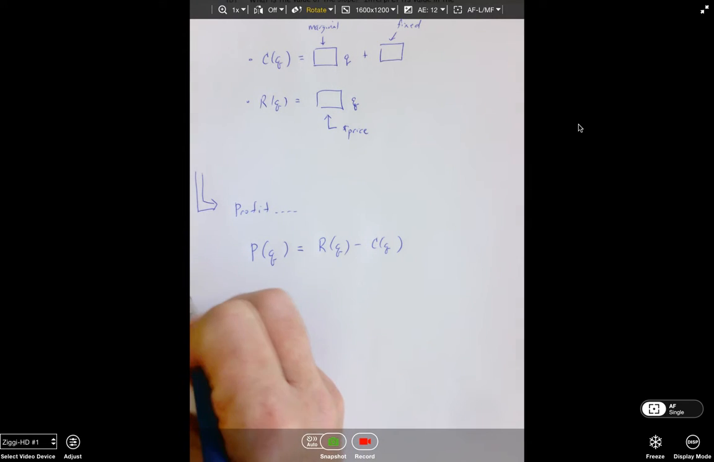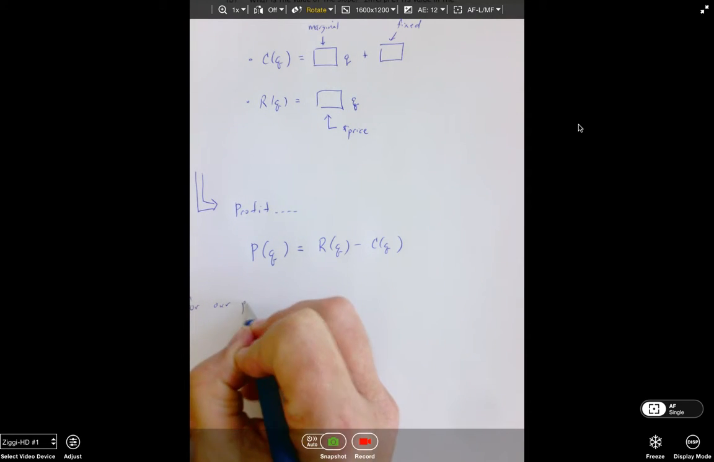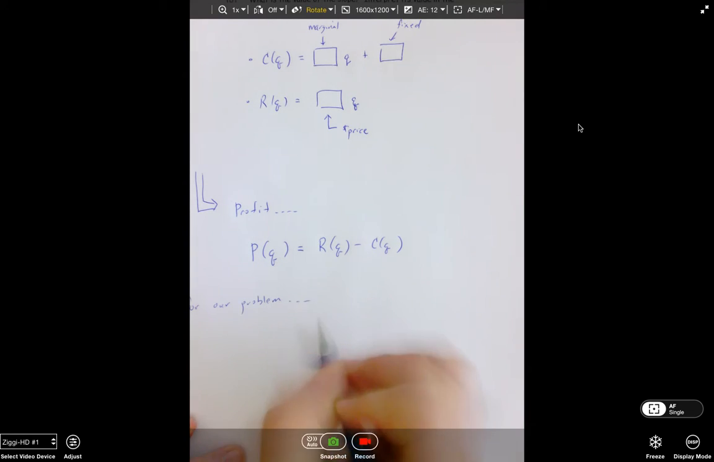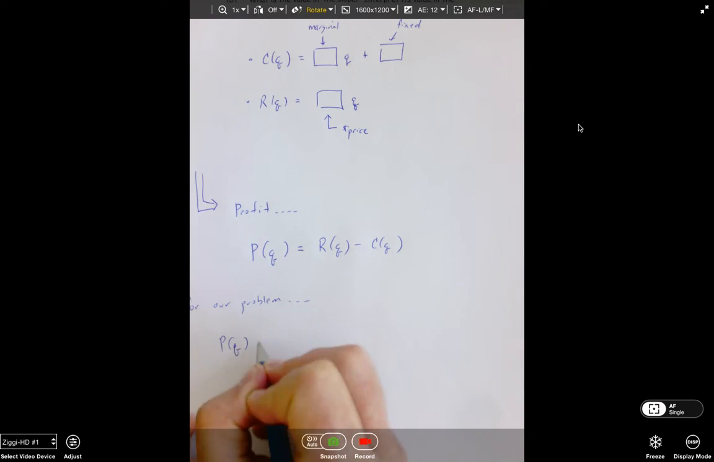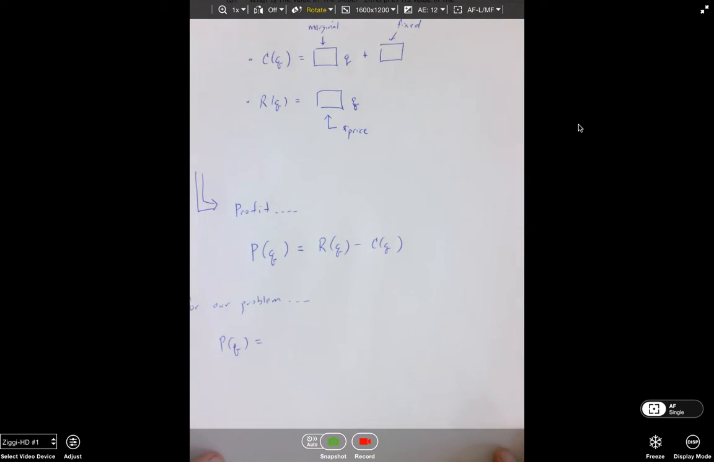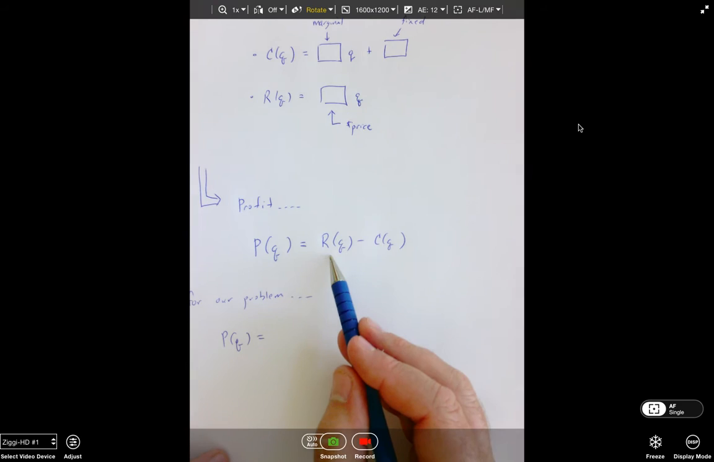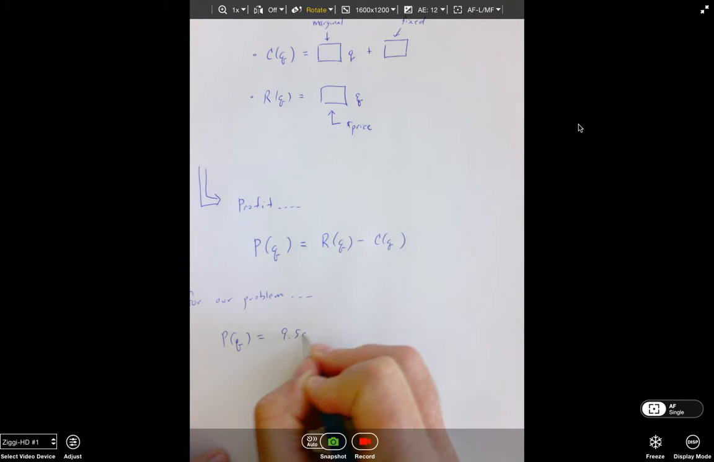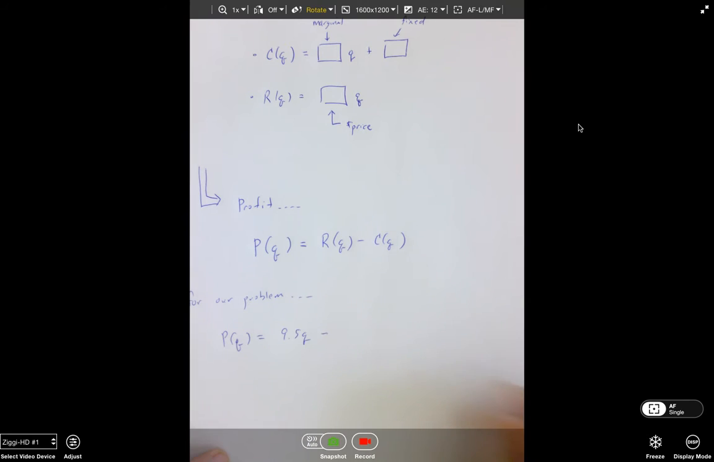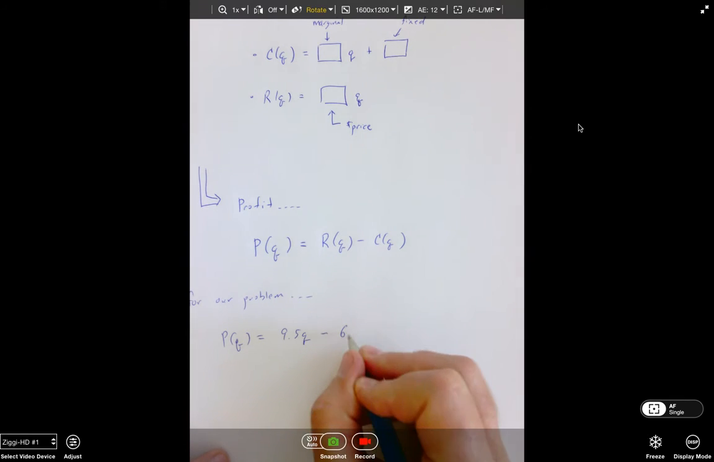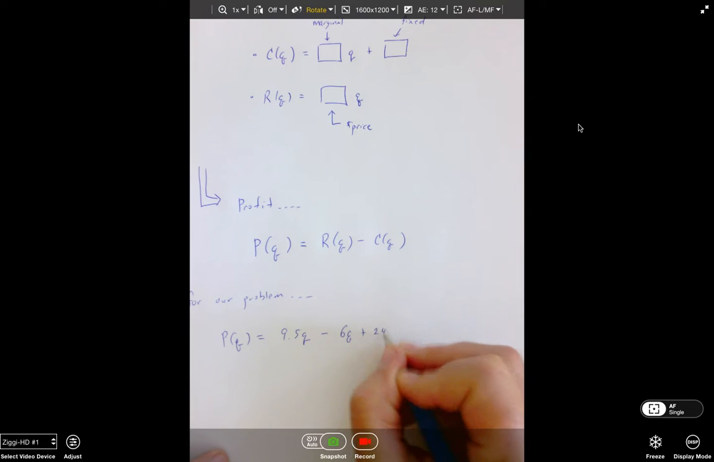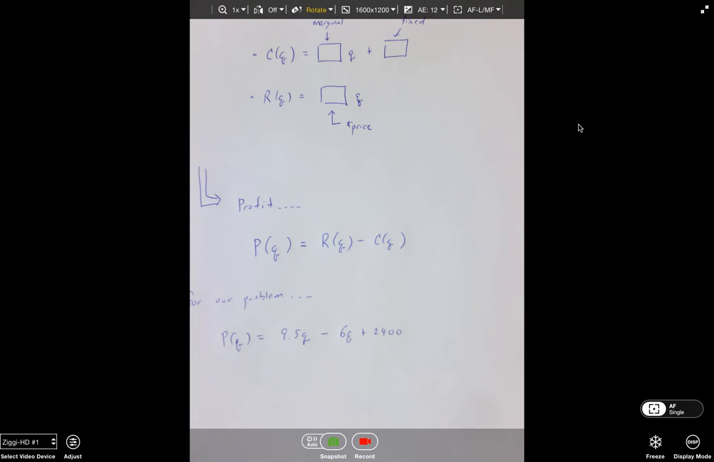Now for our problem, our profit function is going to be what? It's going to be our revenue function minus our cost function. And you know what? That looks so right, and it is so wrong. If you wake up wanting to do a problem wrong, do that. Now, what have I done?